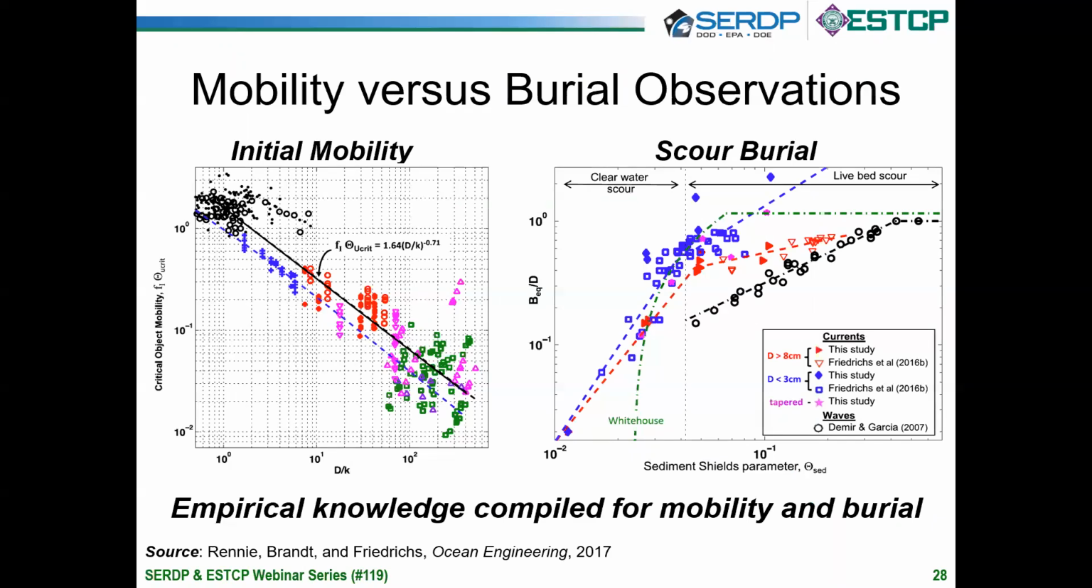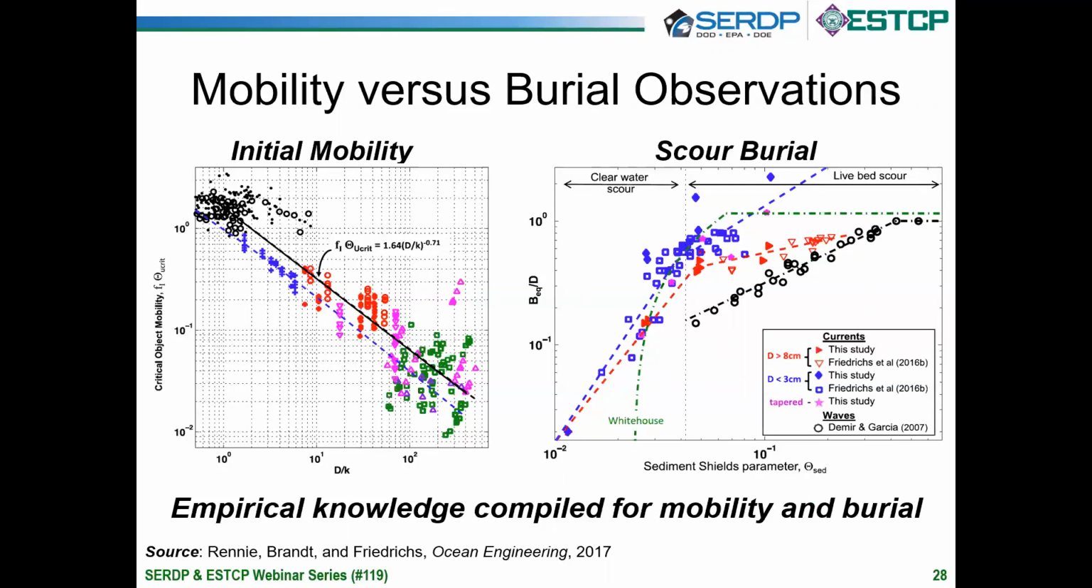Okay, so let's talk a little bit about mobility and burial observations. There have been a lot of observations made on the initiation of mobility. So what does it take to get a munition to roll out of its pocket and start to be mobile on the bed? And then I also talked about scour burial, and there are definitely a lot of observations on scour burial. Here are 2 graphics that I've borrowed from our colleagues, Sarah Rennie, Alan Brand, and Carl Friedrichs.